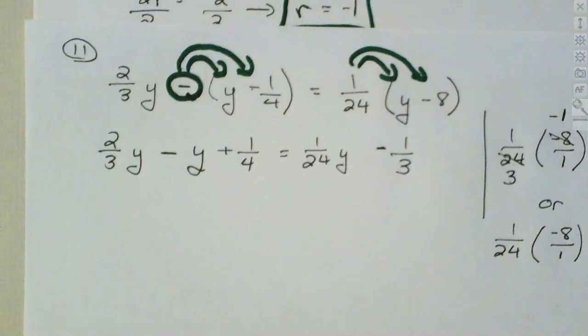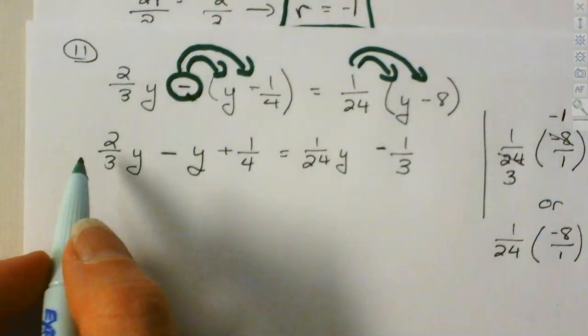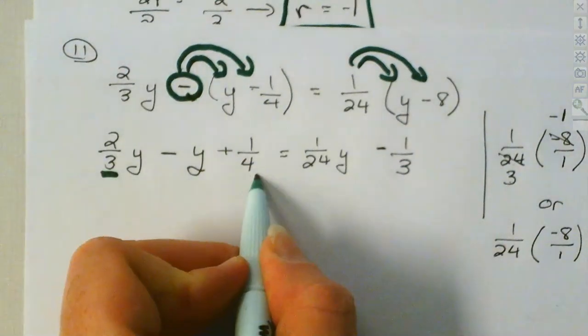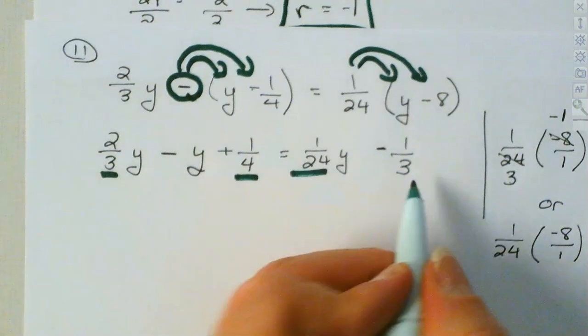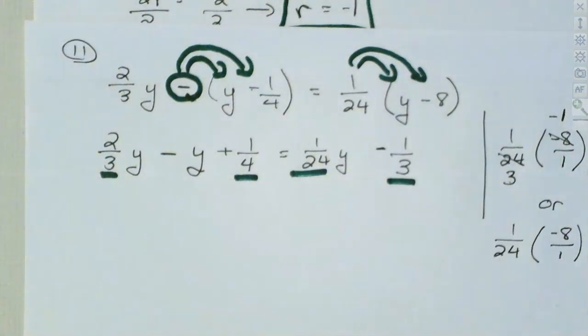Now let's clear out the fractions. So what do we have for our denominators? We have a 3, a 4, a 24, and another 3. When I look at this, I look at my largest number. What's my largest denominator? 24. Does 24 go into 3 evenly? Yes. Does 24 go into that 4? It does, doesn't it? Because 24 divided by 4 is 6.